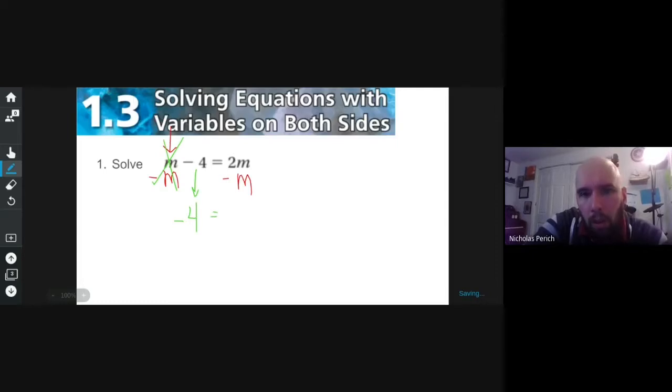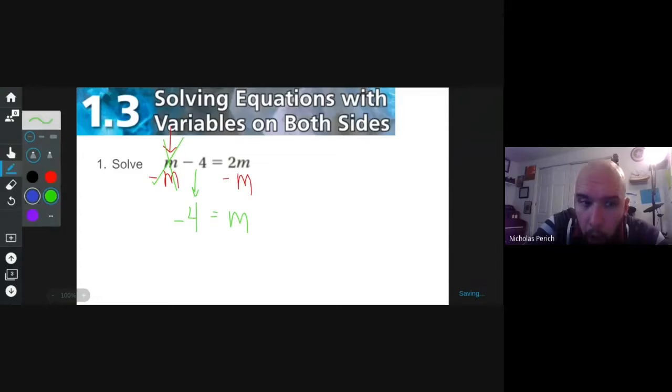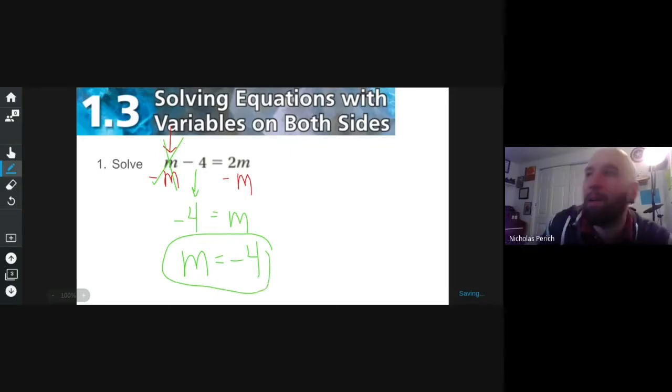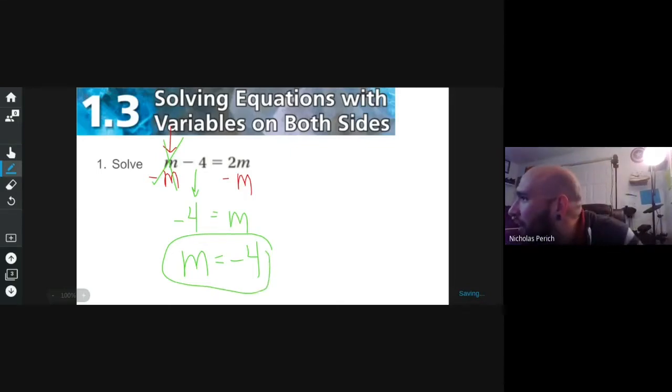Equals 2M, 2 marshmallows. Take away marshmallow, leaves me with marshmallow, just one of them. And if you're like, am I really done already? I sure am. And M equals -4.